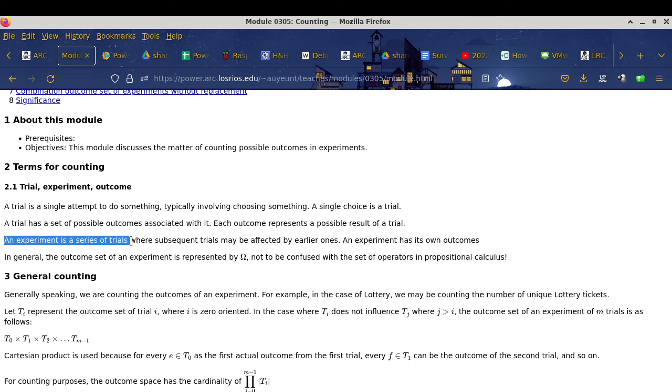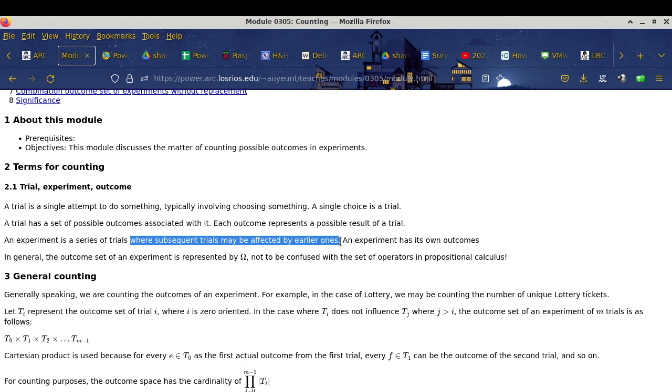So now an experiment can also have its own outcomes, but let me explain this part here, where subsequent trials may be affected by earlier ones. If you're flipping a coin, it does not apply, okay? Because if you flip a coin, it would have two possibilities or two outcomes, which is head or tail. But if you flip the same coin again, you will still get head or tail. If you flip it again, it's going to be head or tail. So that means the earlier trials do not affect the outcomes of the later trials.